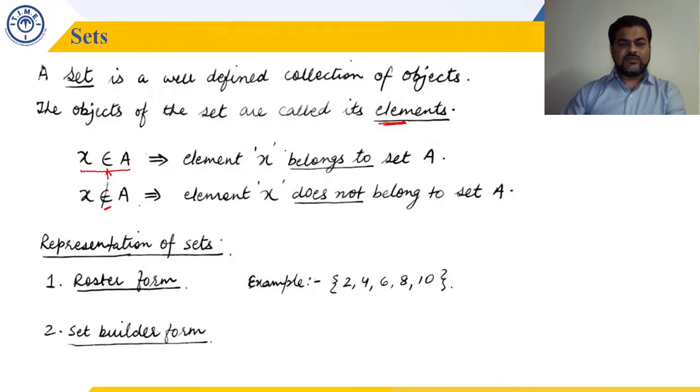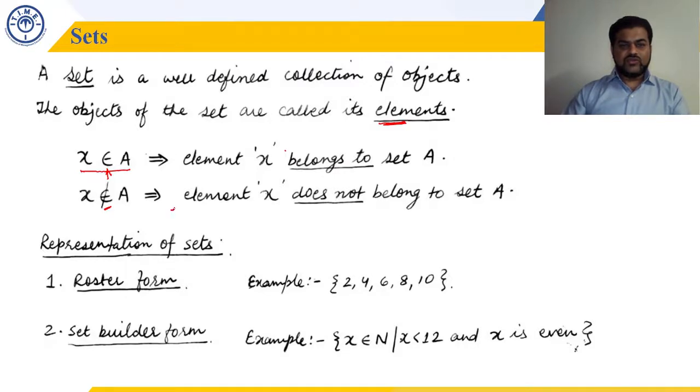Now another form is set builder form. Here we define a process or a formula to derive the elements of the set. I'll give you an example to see how we write the set in set builder form. Here we have written X belongs to N. Here N means natural number. X belongs to N, and this vertical line means such that. We read it as such that.